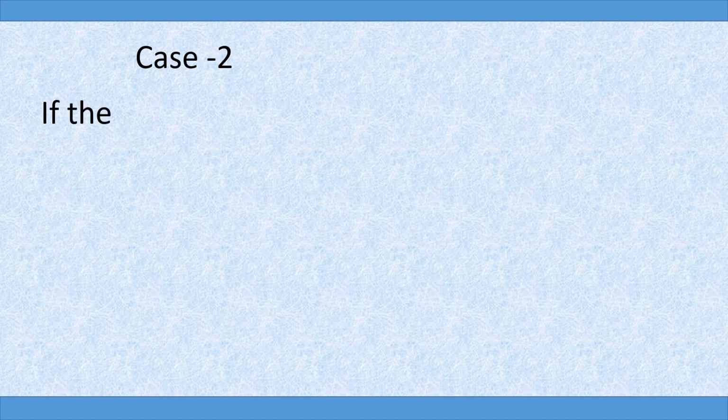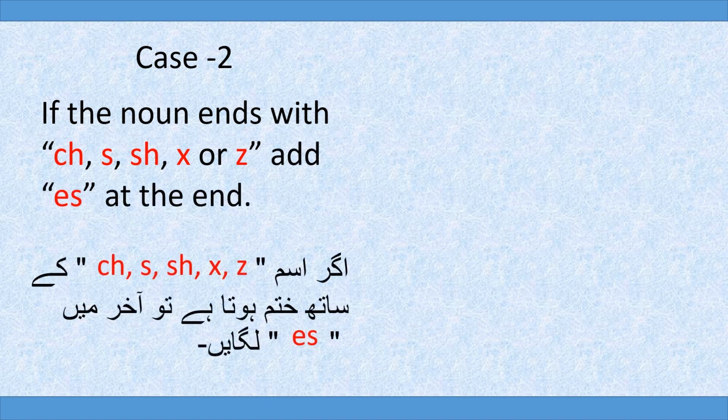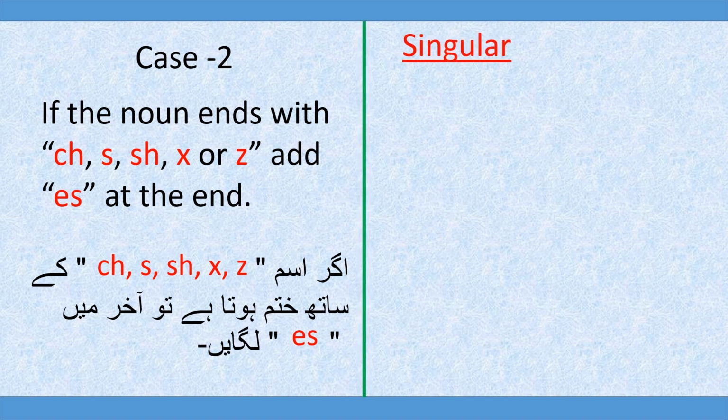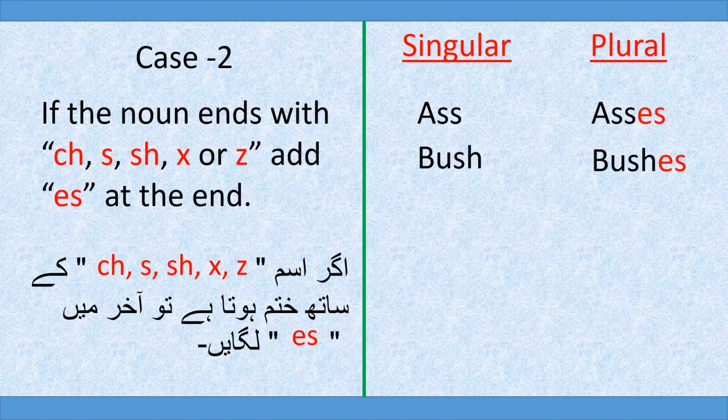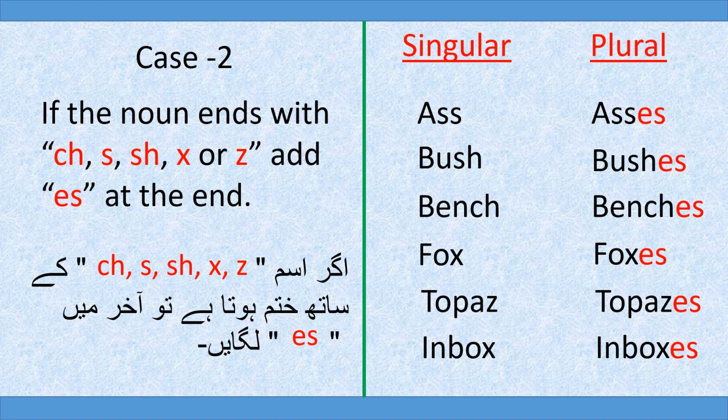Case 2. If the noun ends with ch, s, sh, x, or z, then add es at the end. Like ass, asses, bush, bushes, bench, benches, fox, foxes, topaz, topazes, inbox, inboxes.